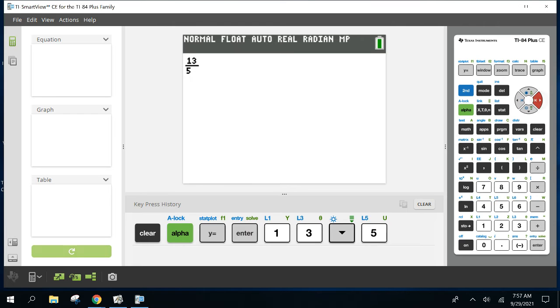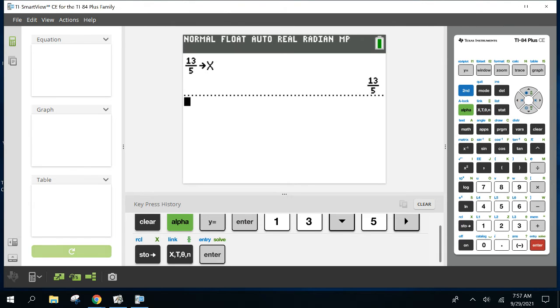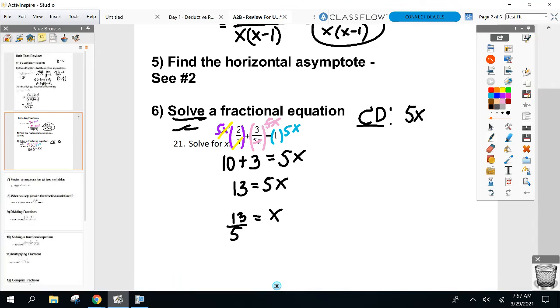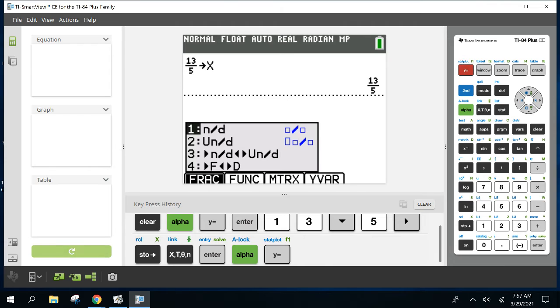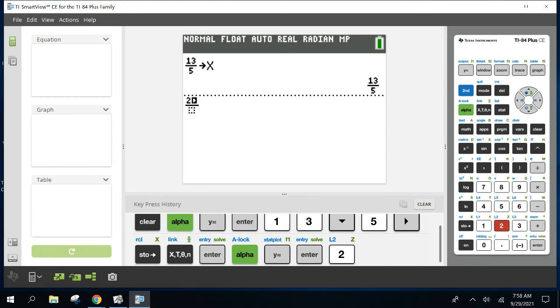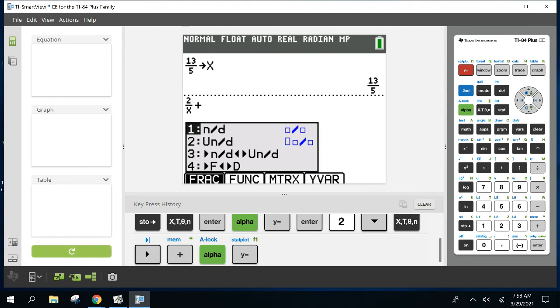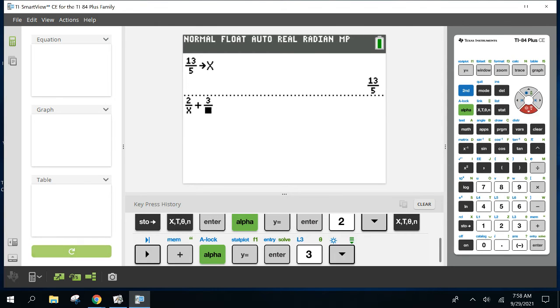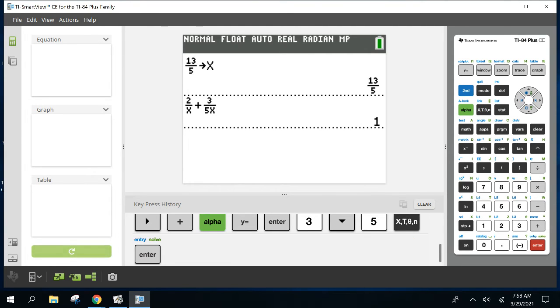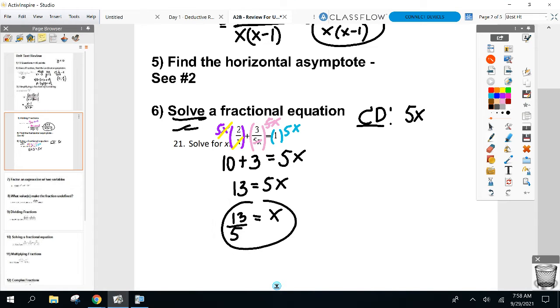13 over 5. Store in for x. Good. All right. Plug the left side in. 2 over x plus 3 over 5x. And what was the right side equal to? 1. Hopefully. Boom. Got it. Yep. It's equal to 1, which is what the right side's equal to. Perfect. Left and right side should be equal. So we can accept this.